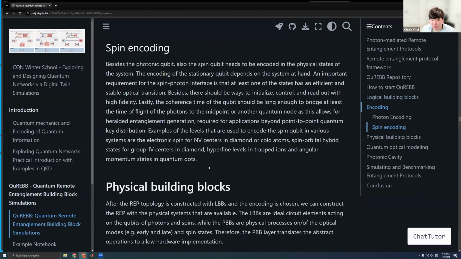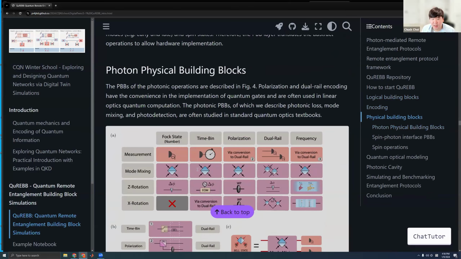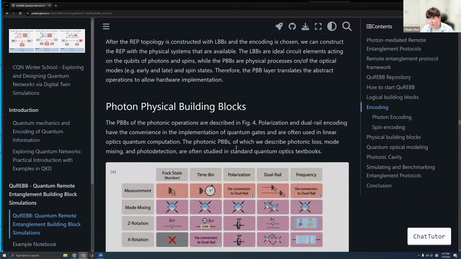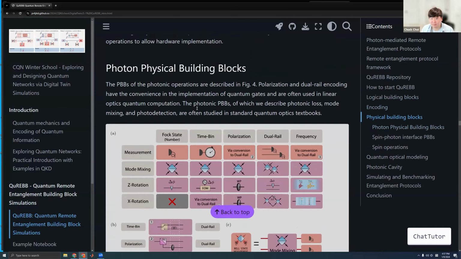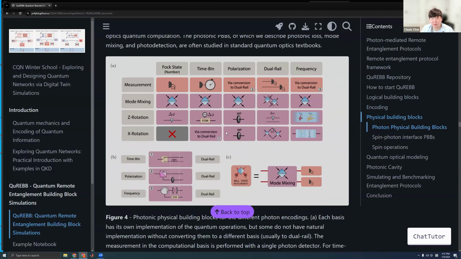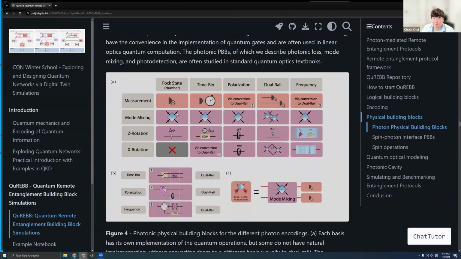After choosing your photon encoding, we need to implement it. We need to implement all the physical operations that work with this encoded block. So we need a physical building block, and the spin can also be encoded in different ways, but the photon has the most notable differences. So here is the table for the photon physical building blocks.